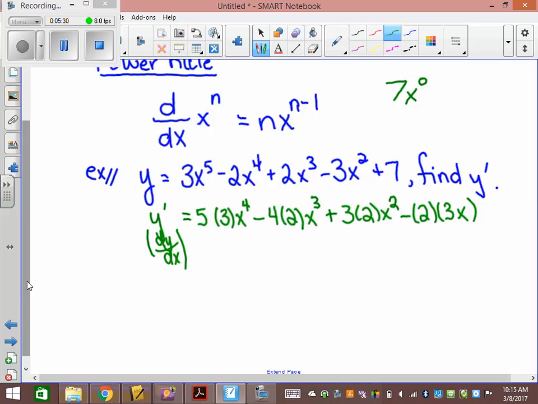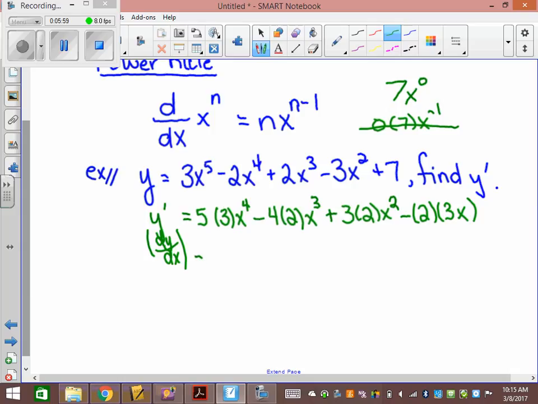So I'm going to prove why a constant just goes away. Well, how would it just go away? This would drop in front. So I get 0 times 7x to the negative 1, because I would decrease it by 1. What's 0 times anything? 0. Constants go away. When you take the derivative of a constant, it goes away. You could technically go plus 0 at the back, but there's no reason to do that. So it just goes away.